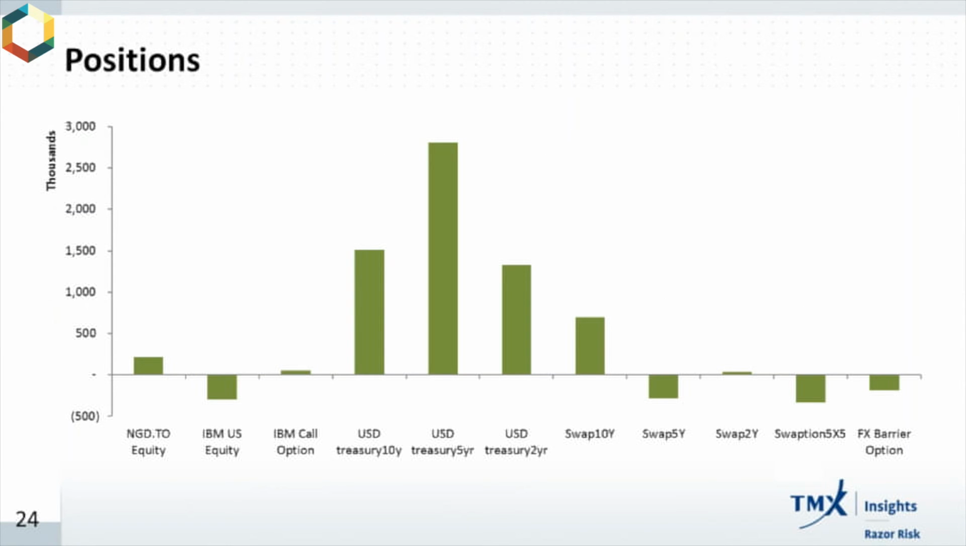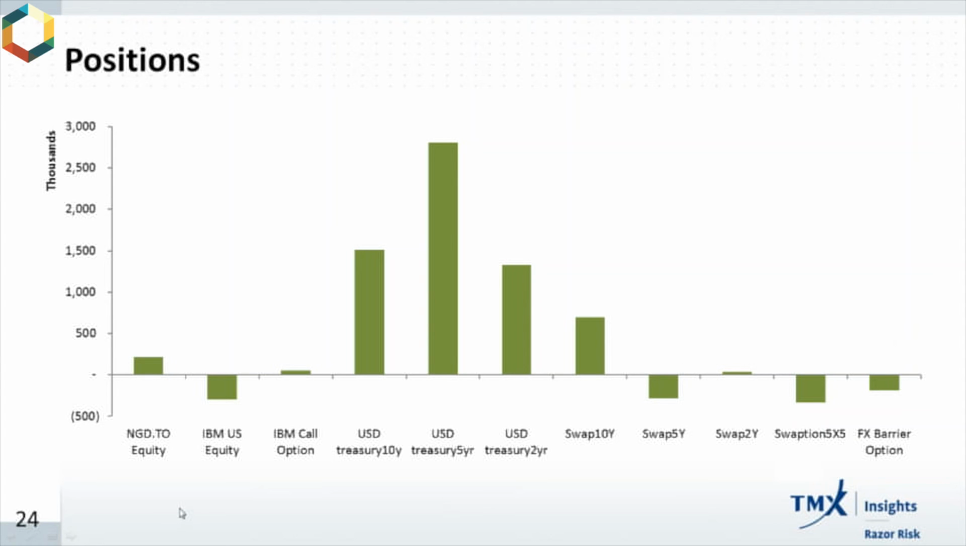And this is the hypothetical positions and their mark to market, totally 11 positions. They have 3 equity positions, which include the NGD stock, which is a Canadian stock, and the IBM US equity, and the IBM call option. And also for the IR desk, we have 7 IR positions, including 3 bonds and 3 swaps and 1 swaption. The last one is the FX position, which is an FX barrier, and our assumption is this position always stays in a standardized desk.